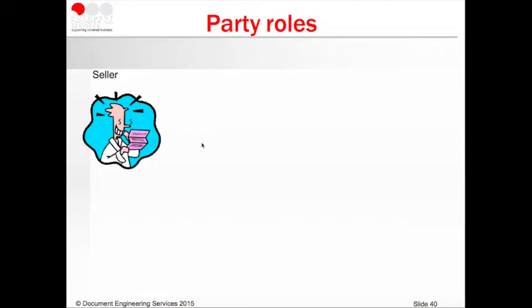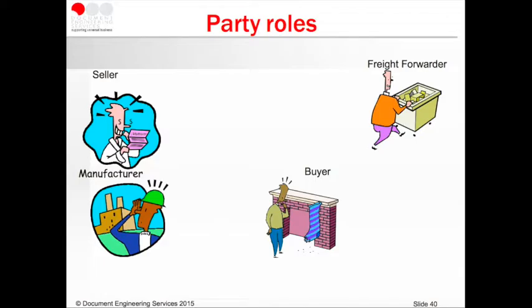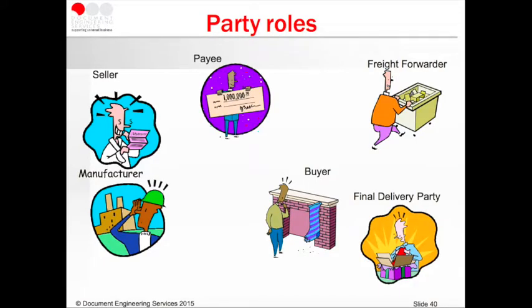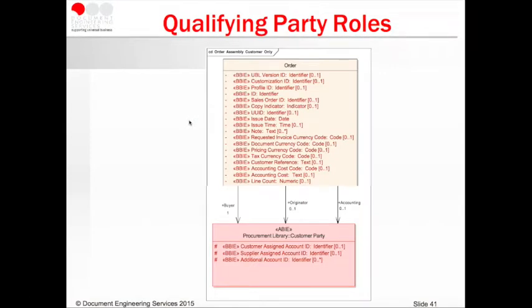So I said before that parties perform different roles: sellers, buyers, manufacturers, freight forwarders, final delivery party, payee, tax representative, and accounting party. There is a chart within the UBL specification that describes all of the various party roles and what processes they participate in. There are several ways that roles are identified. The most obvious one is what we call qualifying the party.